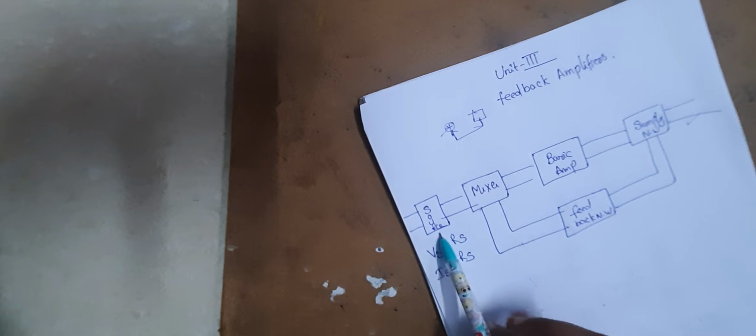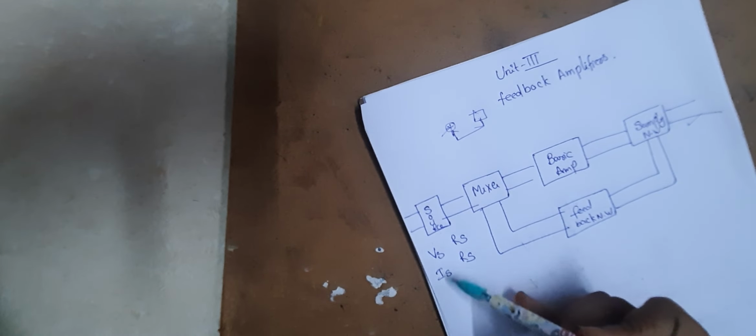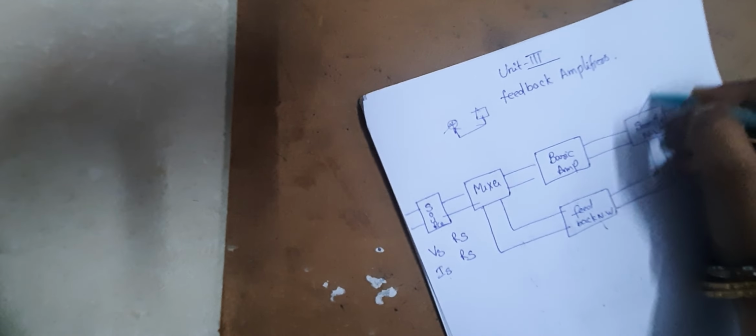Next, the sampling network. The output quantity is either voltage or current. If the input signal is voltage, the output signal should be voltage. If the input signal is current, the output should be current. The output quantity, either voltage or current, is sampled by a suitable network and fed back to the feedback network. So generally we have two types of sampling, voltage sampling or current sampling.